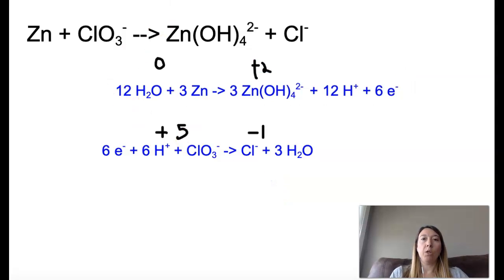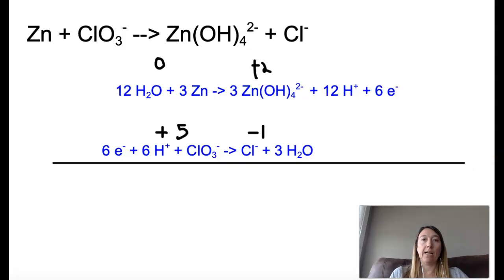So now we've gone through, we have changed all those numbers. We now are going to add these together. So 6 electrons is going to cancel 6 electrons. I have 6 hydrogen ions and 12 hydrogen ions, so these are going to go away, and this 12 is going to turn into a 6. Okay, then our water, I have 12 and I have 3, so this 3 is going to go away, and 12 minus 3 is equal to 9.